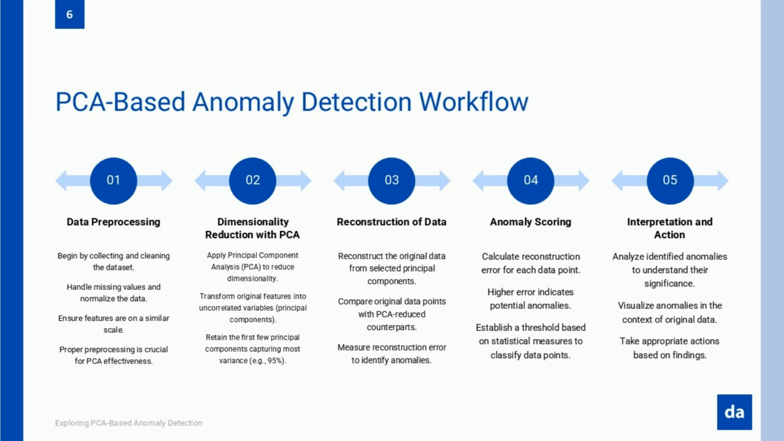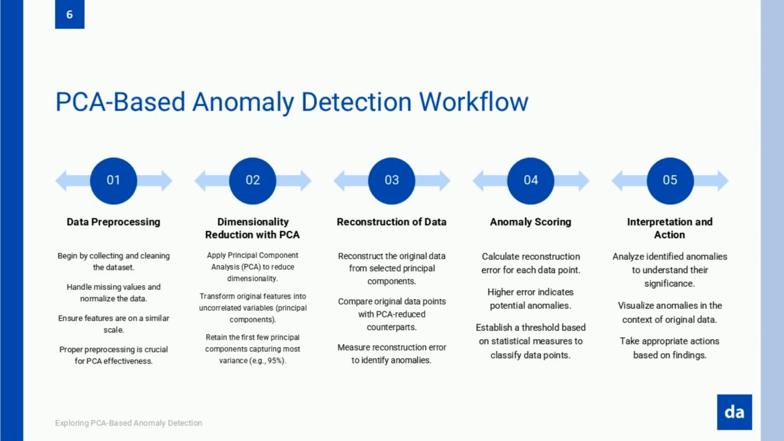Once the data is clean and standardized, we move on to dimensionality reduction with PCA. Here, we compute the covariance matrix to understand how the features interact with each other. Then, we perform eigenvalue decomposition to extract the principal components and their corresponding eigenvalues. These eigenvalues tell us how much variance each component captures. The goal is to retain only the first few principal components that explain the majority of the variance, usually around 95%. This step significantly reduces the data's complexity while preserving its essential structure.